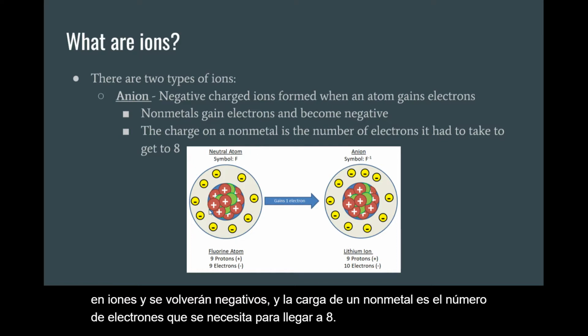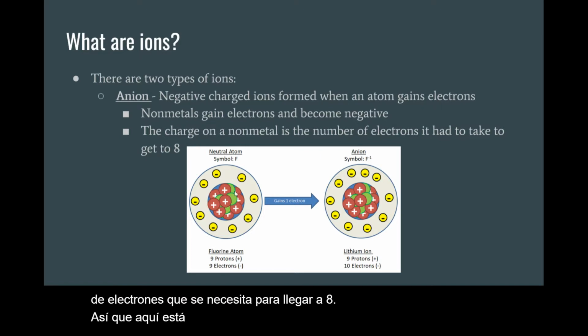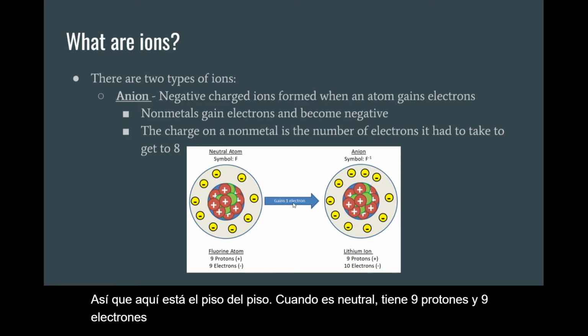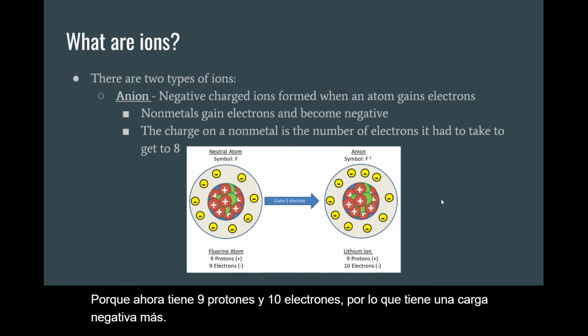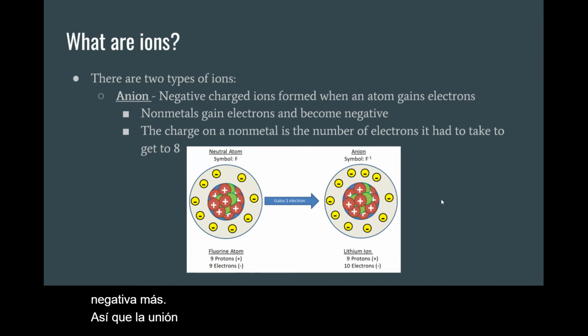So here's fluorine. Fluorine, when it's neutral, has 9 protons and 9 electrons. It has 0 charge. If it gains 1 electron, we'll write its symbol with a -1 charge, because now it has 9 protons and 10 electrons, so it has one more negative charge. So ionic bonding happens between cations and anions. And next, we'll see how these charges come together.